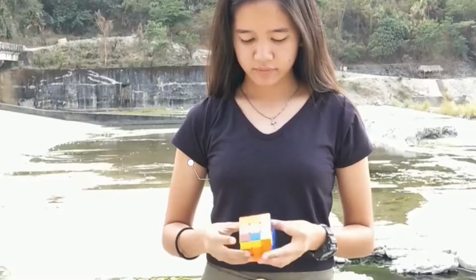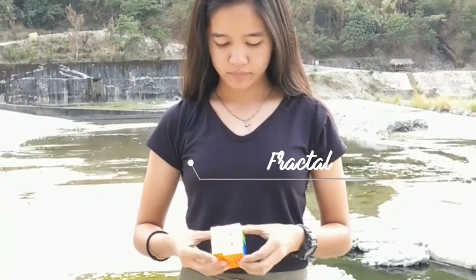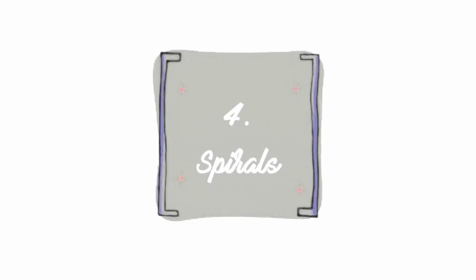Fractals are some of the most beautiful and most bizarre geometrical shapes. These are objects in which the same patterns occur again and again at different scales and different sizes. One example of this is a Rubik's Cube. Spirals are common patterns in nature which we see more often in living things. They are curves which emanate from one point, moving farther away as it revolves around the point.